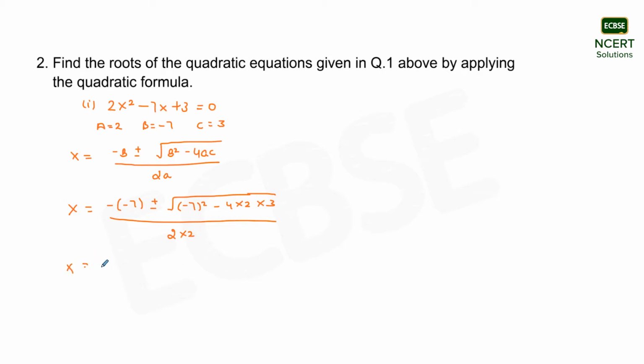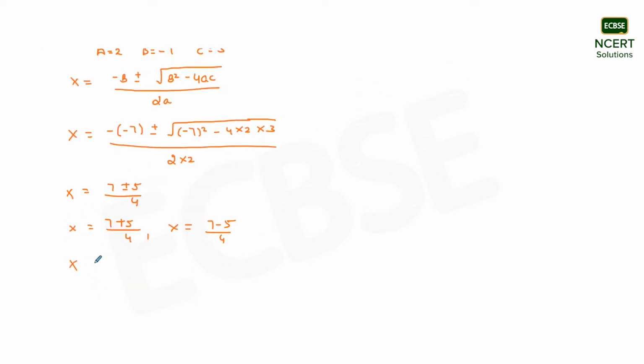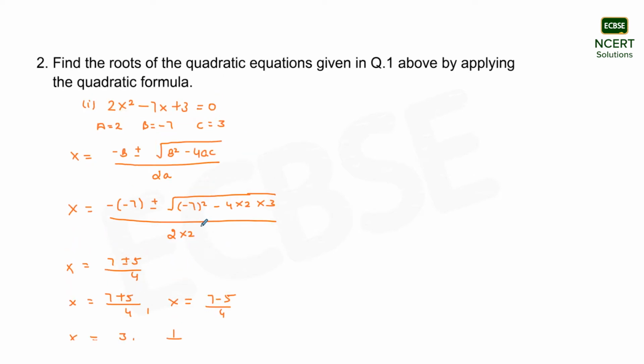So from here x comes out to be equal to 7 plus minus 5 divided by 4. Or I can write it as x is equals to 7 plus 5 by 4 and x is equals to 7 minus 5 by 4, that is taking the sign separately. So from here x will be equal to 3 and 1 by 2. So these are the roots of the first quadratic equation by using the quadratic formula.